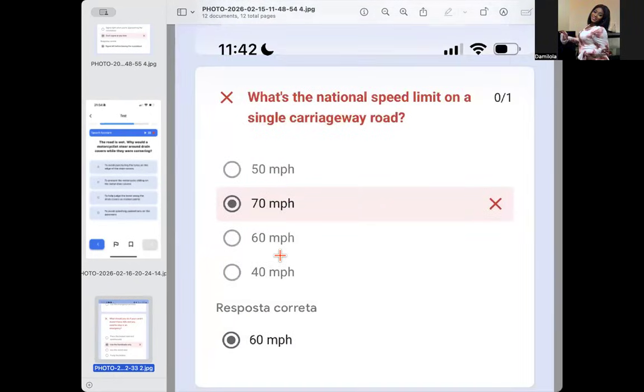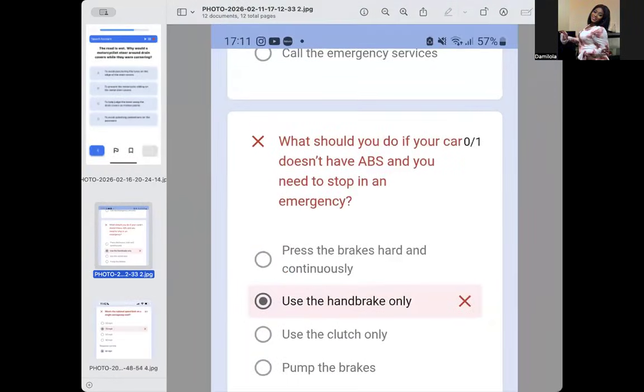All right. So what's the right option? Pump the brakes. Okay, thank you. Yeah, pump the brakes. No worries.